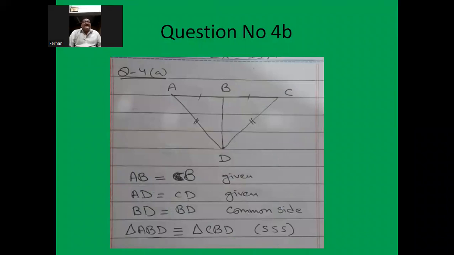So the AB side is equal to the CB side. The reason is it is given. AD side is equal to the CD side. That is also given. The BD side and the BD side in both the triangles are equal to each other because they are common sides. So I can say that the triangle ABD is congruent to the triangle CBD. And the reason is side, side, side.